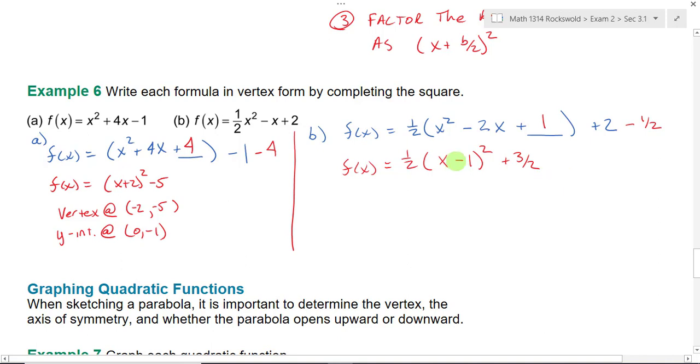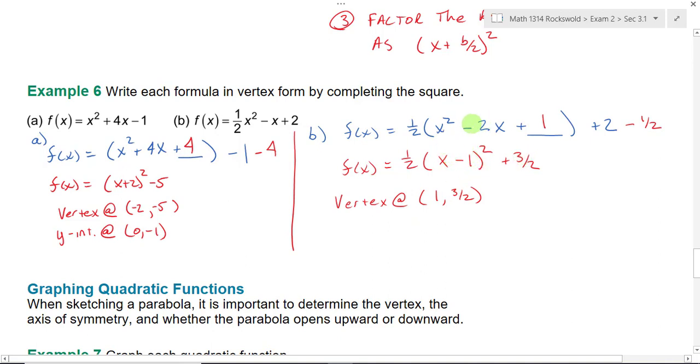Do you see why this was a minus 1? B, remember, was a negative 2. Negative 2 divided by 2 is negative 1. What's the vertex for this function in part B? This is in vertex form, so what's the vertex? Remember, it's a times x minus h squared plus k, where the vertex is (h, k). Remember, I said the negative is part of the formula.